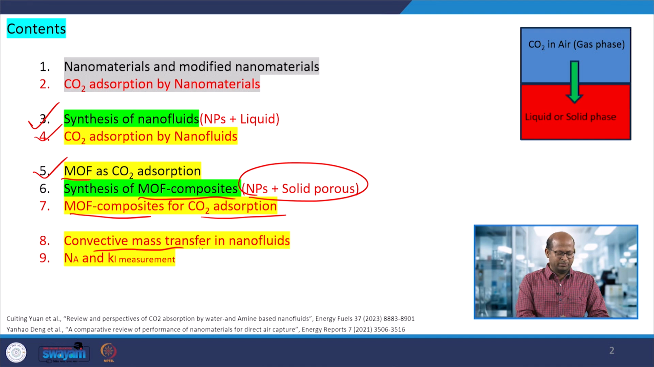And then we will discuss convective mass transfer for nanofluids, and how the flux and mass transfer coefficient can be calculated experimentally from the change in CO2 absorption or concentration. Flux means, from gas to fluid or nanofluid, how the CO2 concentration changes; the rate of mass transfer will be calculated. Considering base fluids, what would be the mass transfer coefficients, and if we add some nanomaterials to that base fluid, meaning nanofluid preparation, how that would affect the overall flux and mass transfer coefficient, that we will discuss.